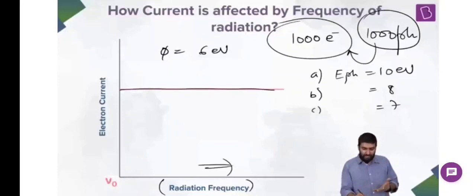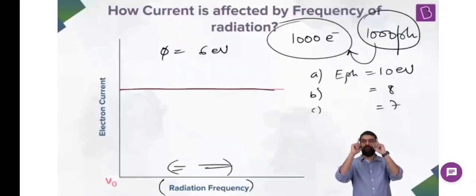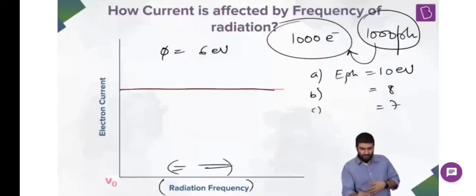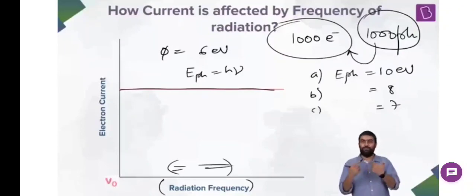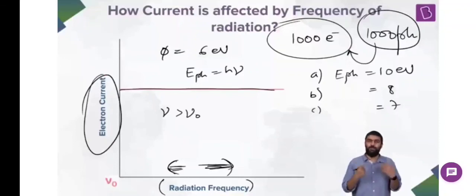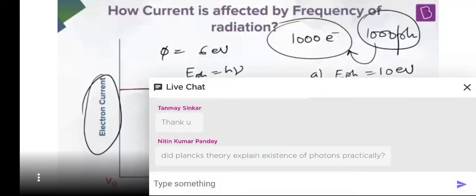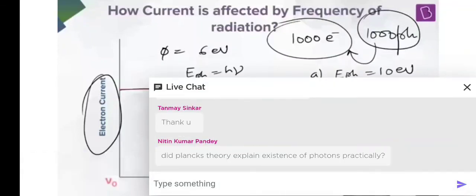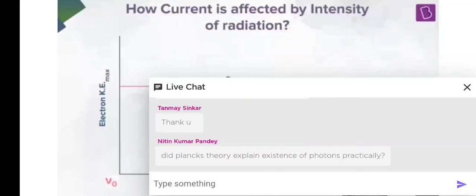So whether you have higher frequency or lower frequency, why am I discussing frequency when on the top right of the screen I'm talking about energy? Because E photon is equal to h nu, right? More the energy, more the frequency. So even if you have high frequency or low frequency, if this criterion is satisfied, you have a non-zero electron current, and basically the current value is not going to change on changing the frequency, the wavelength, or the energy of a single photon.